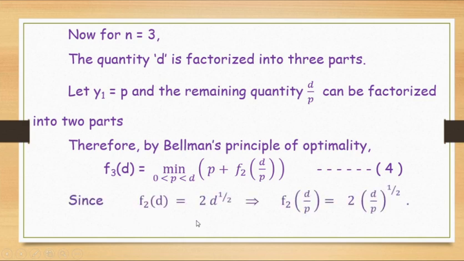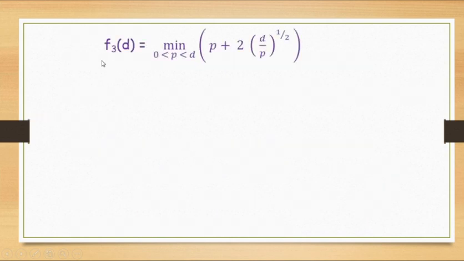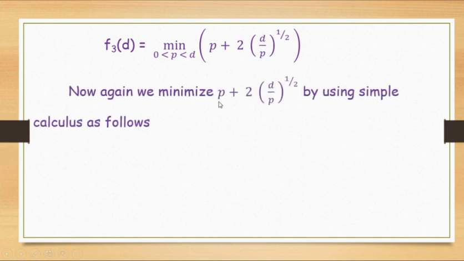Since f2 of d is equal to 2 times d raised to half, it implies that f2 of d by p is equal to 2 times d by p raised to half. Now we put this value of f2 of d by p in equation number 4. Therefore equation 4 becomes f3 of d is equal to minimum over 0 less than p less than d of p plus 2 times d by p raised to half. Now again we minimize p plus 2 times d by p raised to half by using simple calculus as follows. Let y is equal to p plus 2 times d by p raised to half.